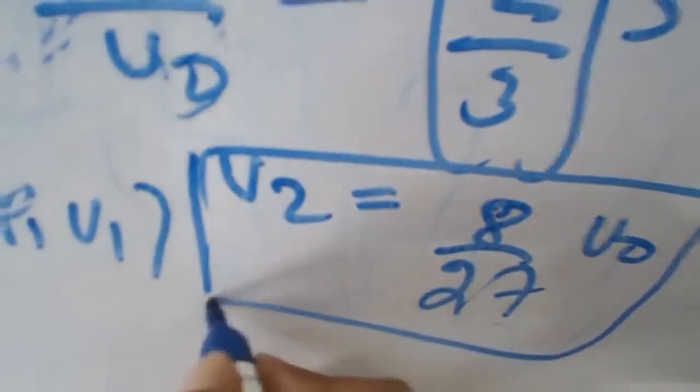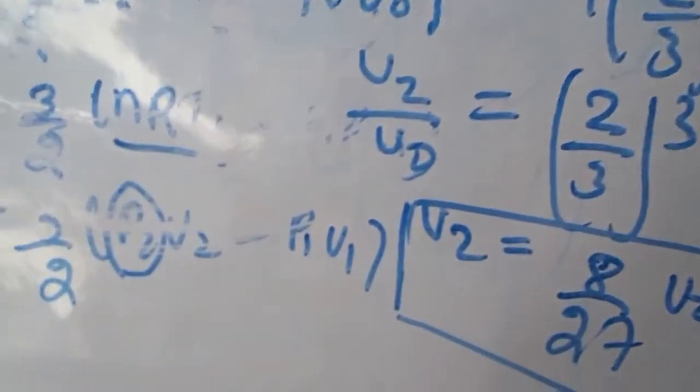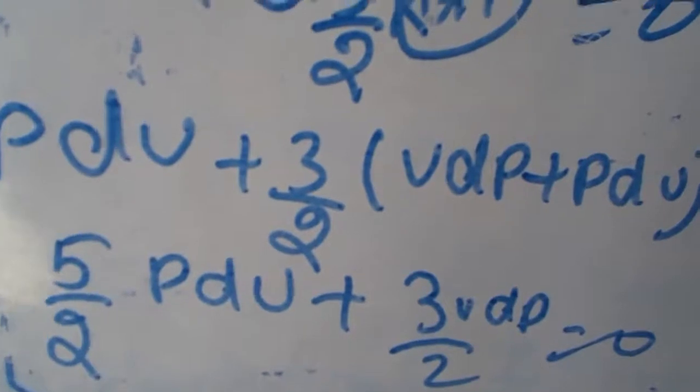Okay guys, so I have found what V2 is. This is very simple. V2 is 8 by 27 V0. Again, it is correct because the volume is going to decrease and it is less than V0.